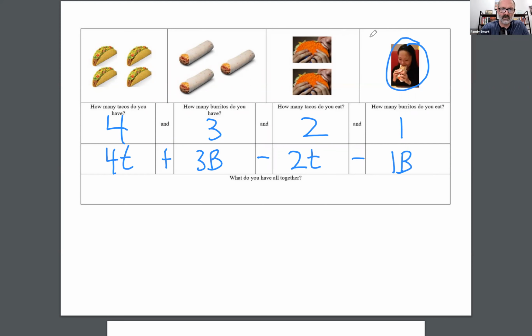Let's highlight the like terms. You have 4 tacos, and you ate 2 tacos. We'll write that here. And then for the burritos, we have 3 burritos, but then we ate 1 of our burritos. And we're going to write down what we have left here. And so we end up with just 2 tacos left over, and we have 2 burritos left over, and that is simplified.